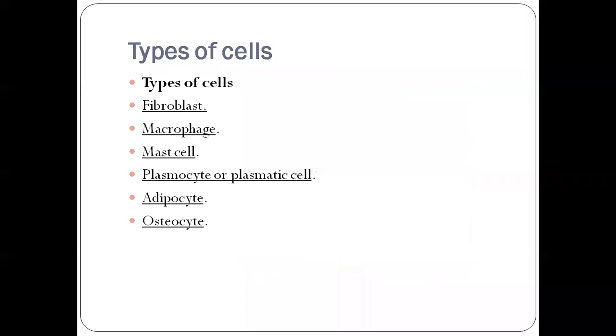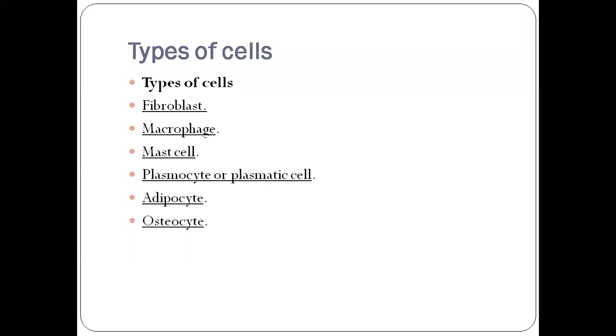The morphology of these cells is variable according to the function, state, and location of the cells. And they are going to clean the cells. They are going to kill organisms or things that don't need to be in our systems. Mast cells, these cells act when we have allergies. Plasmocytes or plasmatic cells are originated from B lymphocytes.